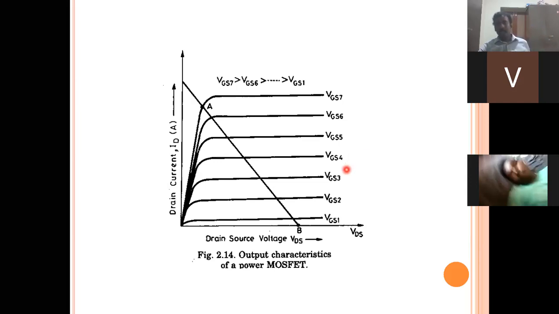Whenever the voltage between the gate and source is increased, ultimately the current handling capability of the device is going to increase. So somewhere you may have a current of 5 amperes, 10 amperes, 15 amperes, 20 amperes, 25, 30, like that. So as the gate voltage increases, the current handling is going to increase. This is in general the output characteristics of the MOSFET.